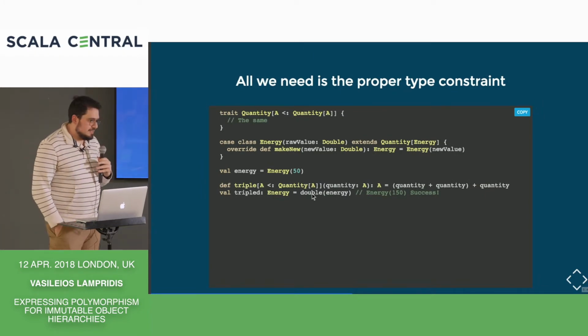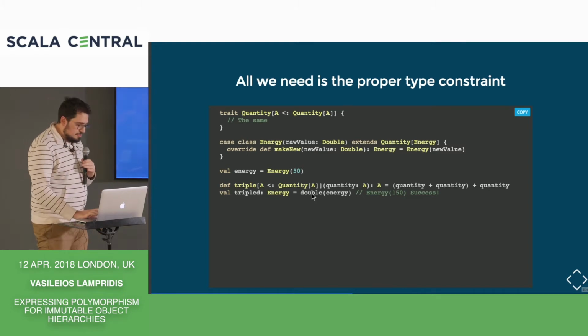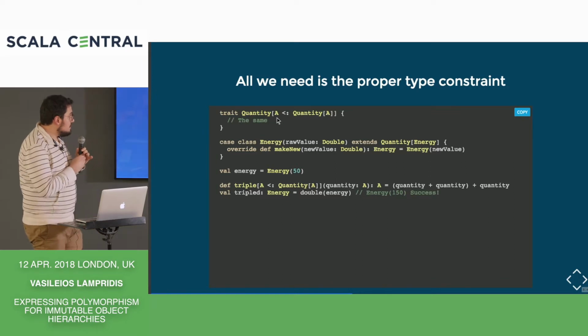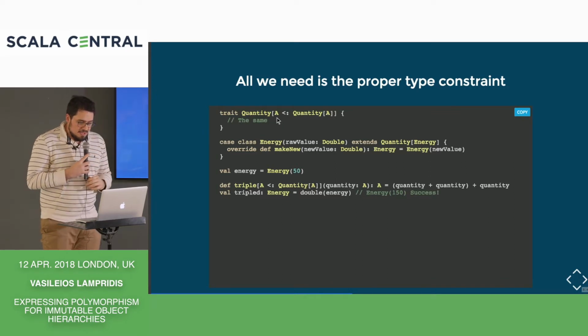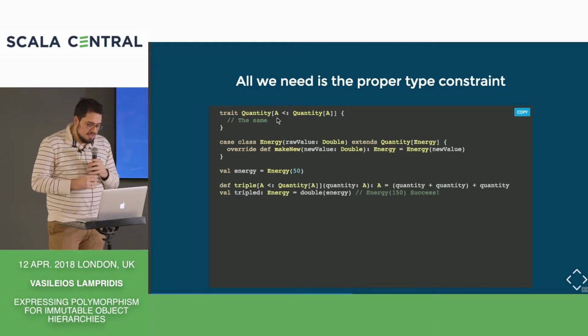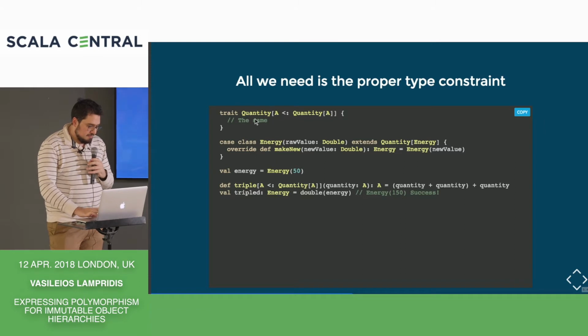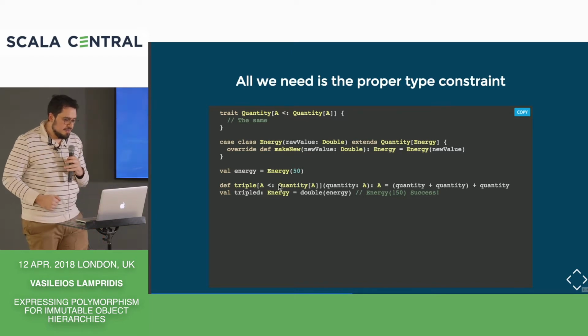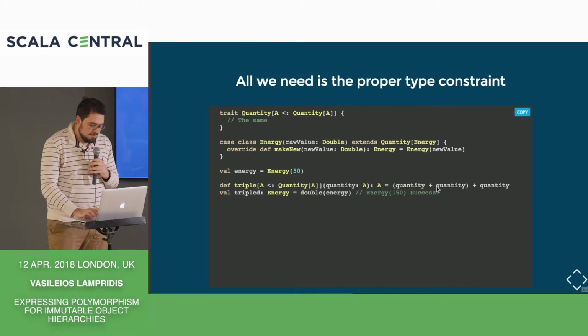So it almost leads naturally to what the solution is for that. We fully constrain quantity to be this recursive thing that is parameterized to be an A that is a quantity of A. And that is the trick, and I'm going to explain further down. The rest remains exactly the same, and even the definition of energy remains the same. And now we can define the method that was previously failing correctly. And let us see why.